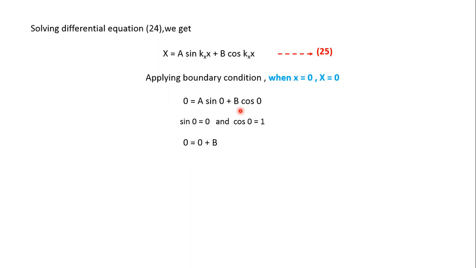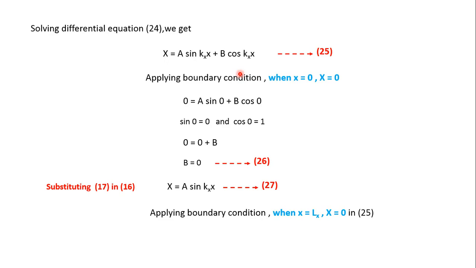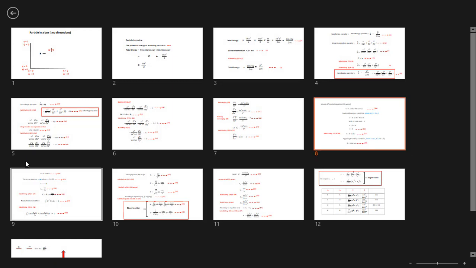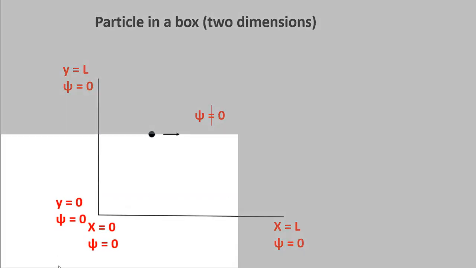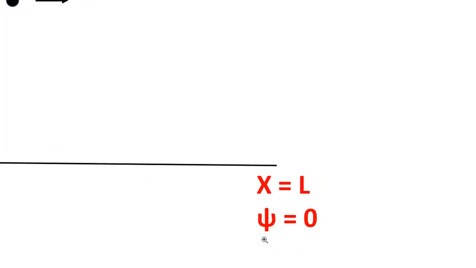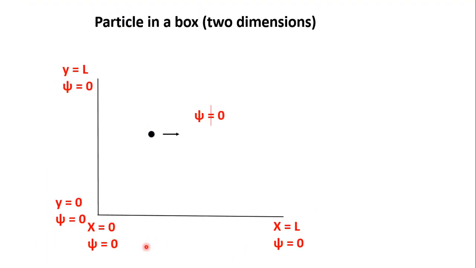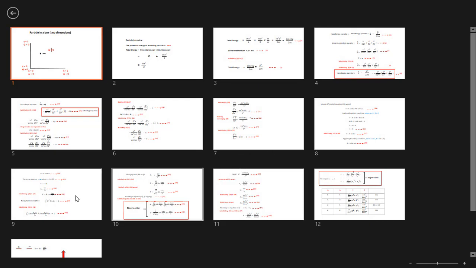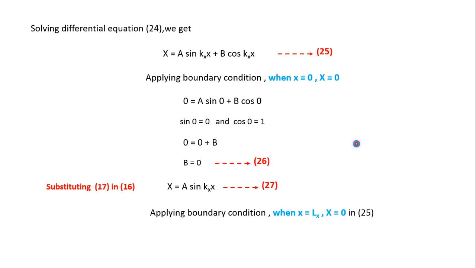And if you substitute B is equal to 0 in equation 25, this second term will become 0, and we will get capital X is equal to A sin kx into x. Now we have to apply the second boundary condition. The second boundary condition is when x is equal to L, psi is equal to 0. We apply the second boundary condition in the corresponding equation. We get, when x is equal to Lx, capital X is equal to 0, and we will get A sin kx Lx is equal to 0.